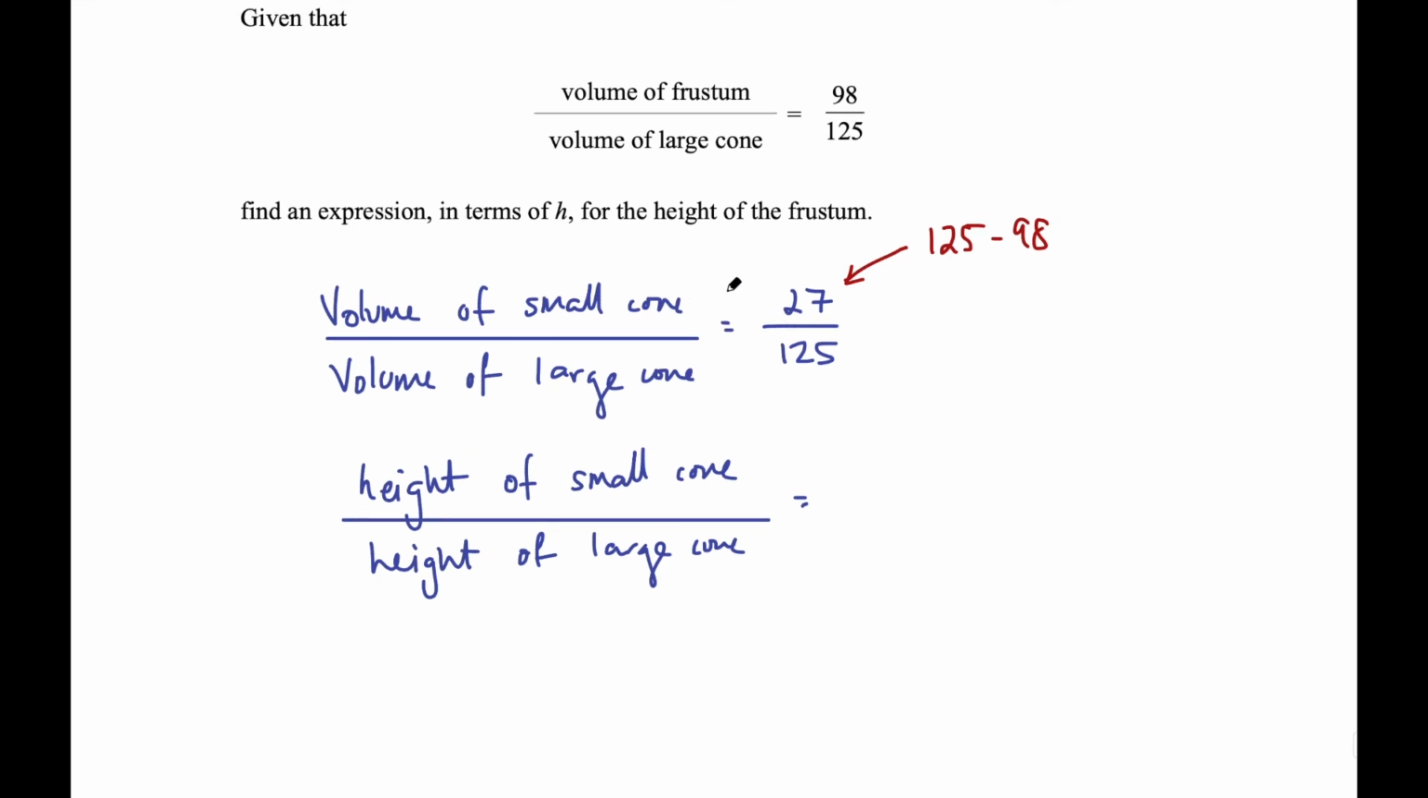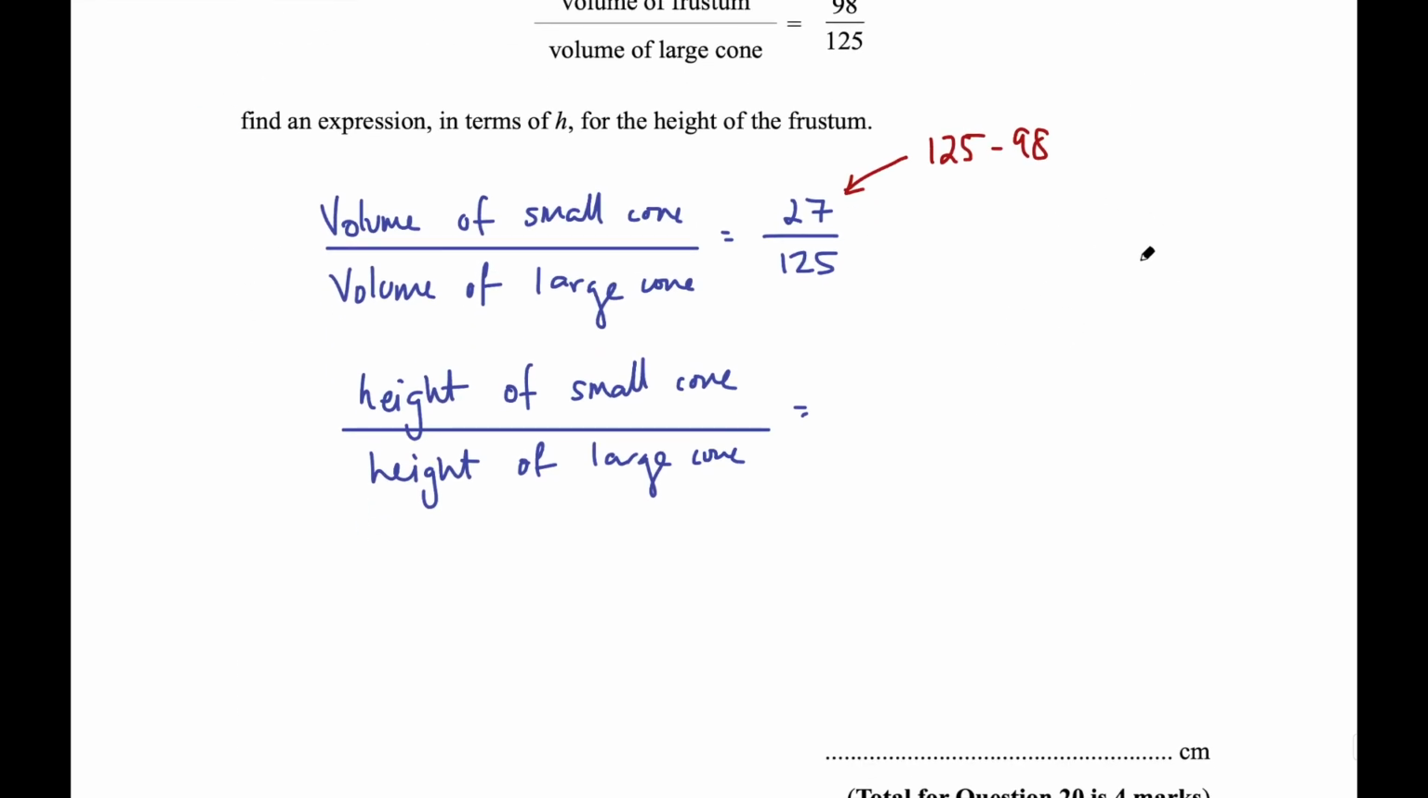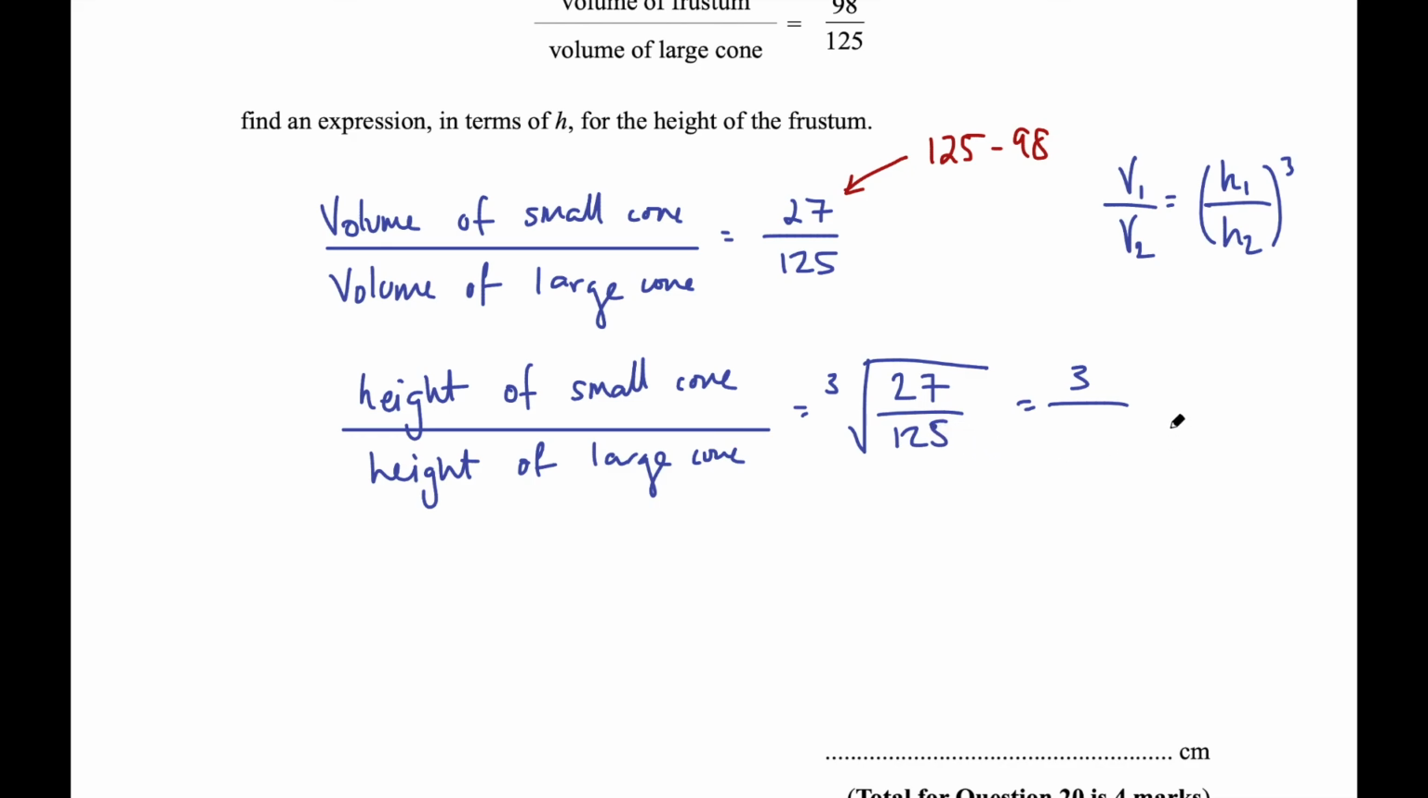So that's an important thing you need to know about similar three-dimensional shapes. If we had one shape and a second shape, the ratio of the volumes is the cube of the ratio of the heights. Okay, and you can reverse that to say the ratio of the heights is the cube root of the ratio of the volumes. So we want the cube root of 27 on 125. Luckily, these are two cubic numbers, so it makes it fairly easy. Cube root of 27 is 3. The cube root of 125 is 5. So now we know the ratio of the heights of the small cone to the large cone.